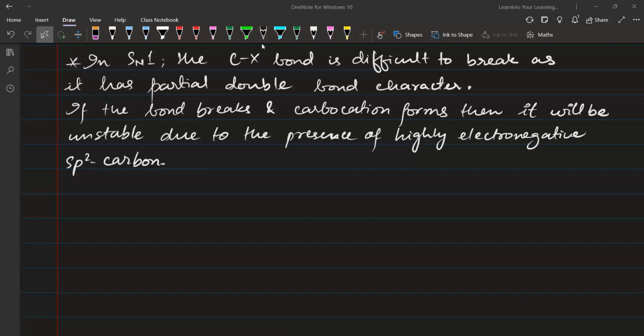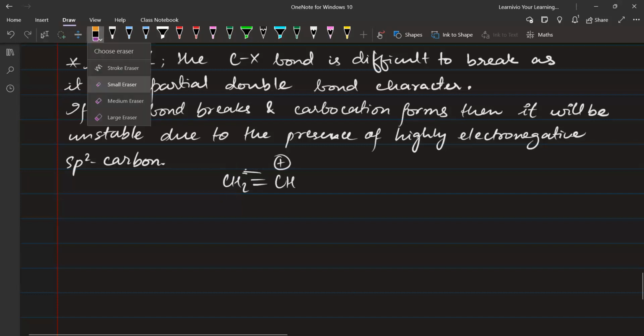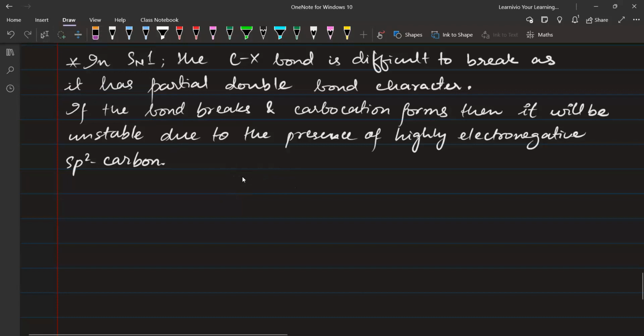Okay. So first of all, the CX bond will be difficult to break. और दूसरी चीज, even if we break it, then we will get something like this: CH2 double bond CH positive. Now this CH2 will be what? It will be highly electronegative because of sp2 hybridization. It will pull the electron density, and if it is going to pull the electron density, then it's going to be very unstable. That is why it does not form. The carbocation is not formed. पहली बात तो फॉर्म ही नहीं होगा because of partial double bond character. अगर हीट वगैरह देके फॉर्म कर भी लिया हम लोगों ने, then also it will be unstable. तो SN1 से तो हो नहीं सकता है.